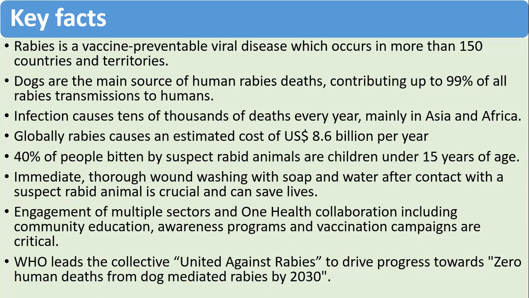40% of people bitten by a suspected rabid animal are children under 15 years. Immediate wound washing with soap and water after contact with a suspected rabid animal is crucial and can save a life. Engagement of multiple sectors and One Health collaboration, including community education, awareness programs, and vaccination programs, is critical. WHO leads the collective United Against Rabies to drive progress towards zero human deaths from dog-mediated rabies by 2030.